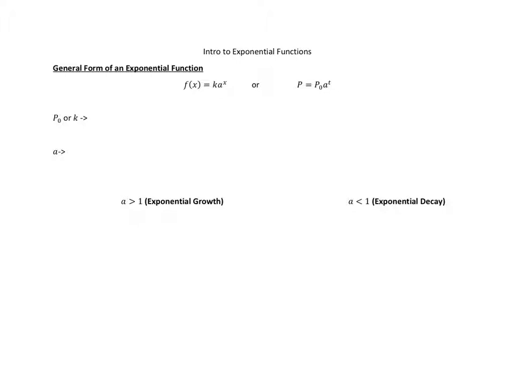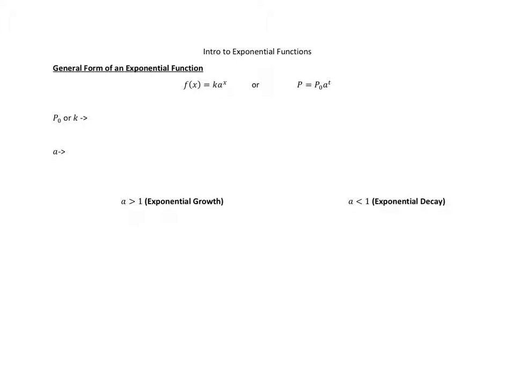So if you notice in these two functions, f of x equals k times a to the x, our input variable x is an exponent. And same thing here, this is just another notation for the same function. It's a raised to a power of t. That t variable will be our input.